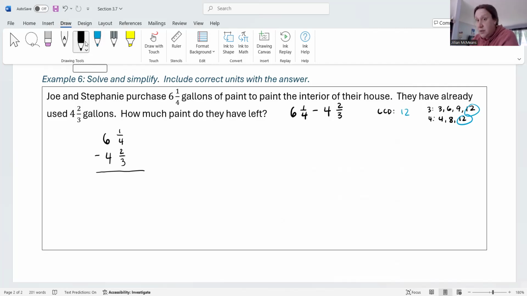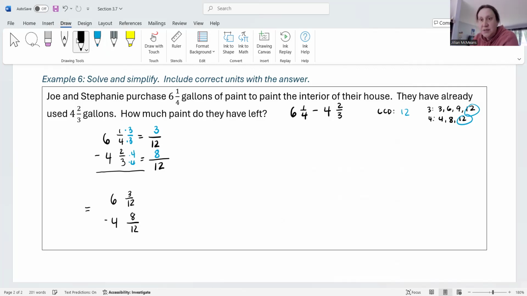So let's rewrite both of these fractions using the denominator of 12. All right, so let's see, when we're looking at 1/4, what would we multiply 4 by to get 12? Well, we'd have to multiply by 3. So I'm going to multiply top and bottom by 3, which gives me 3/12. Okay? Now for 2/3, we have to convert that to an equivalent form using 12 as the denominator. So what would I multiply 3 by to get 12? Well, that would be 4. So I want to multiply top and bottom by 4. So what we have now is 8/12. So let's just clean this problem up a bit. So what we're really dealing with is 6 3/12 minus 4 8/12.